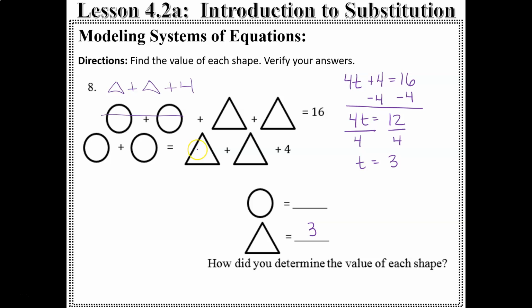So now I'm going to replace the triangles with 3 down here. So I have 2 circles equals 3 plus 3 is 6 plus 4 is 10. If I divide by 2, the value of a circle is 5.